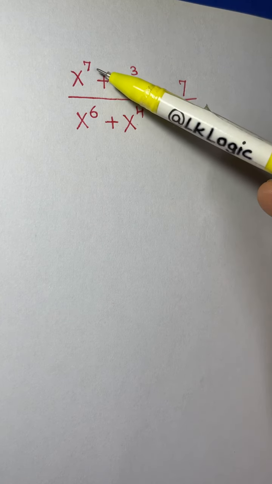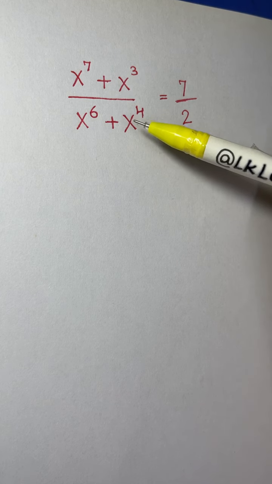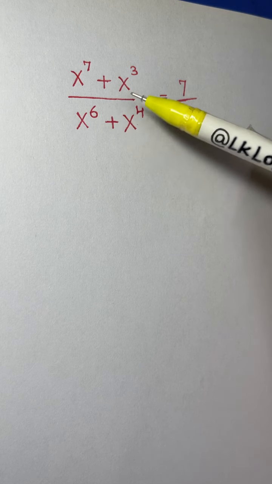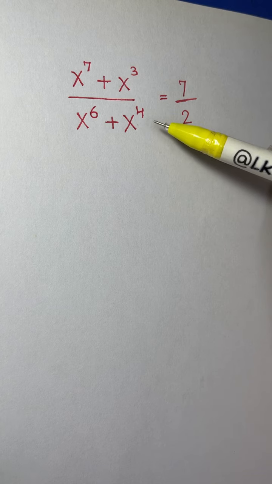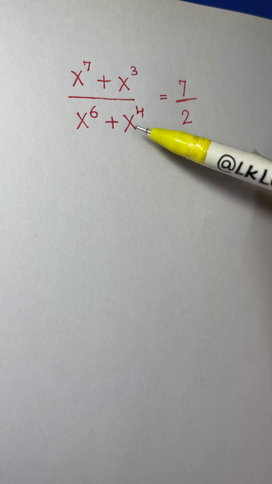Because 7 minus 5 is 2, 5 minus 3 is also 2, and 6 minus 5 is equal to 5 minus 4, which is 1. This is why we should divide the numerator and denominator both by x to the power of 5.